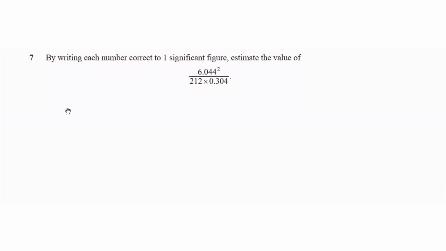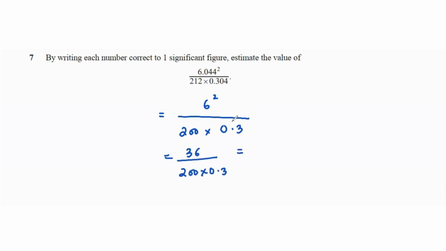Question 7 says, by writing each number correct to one significant figure, estimate the value of this. 6.044 would be 6, so 6 square. 212 would be 200, and 0.304 would be 0.3. So 6 square is 36 over 200 times 0.3.